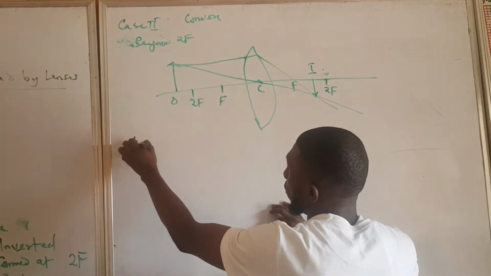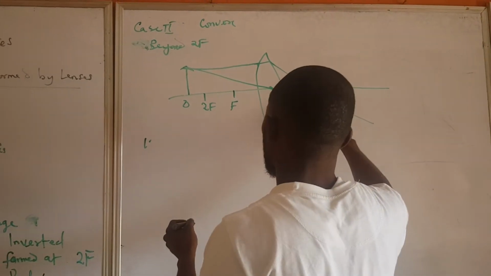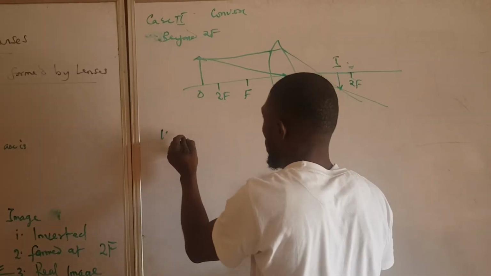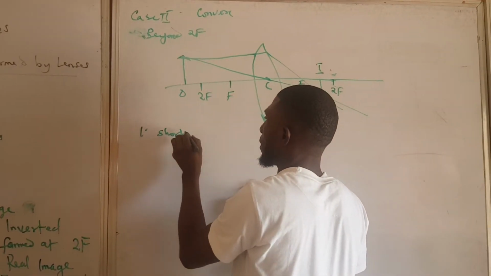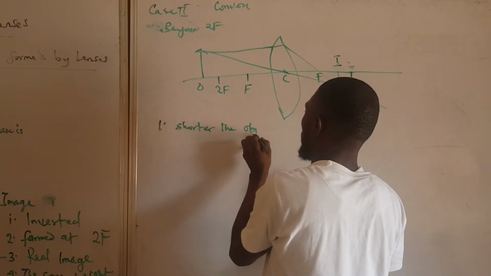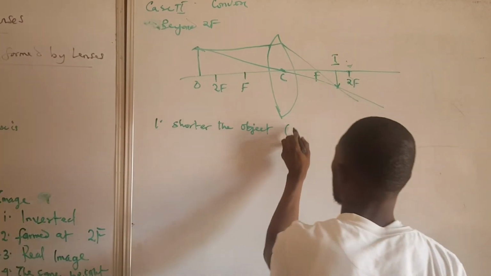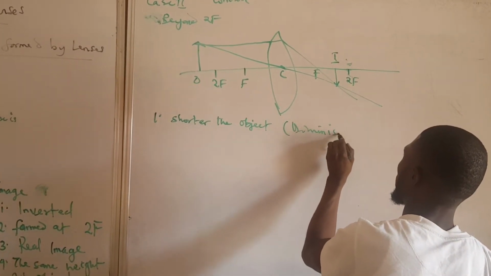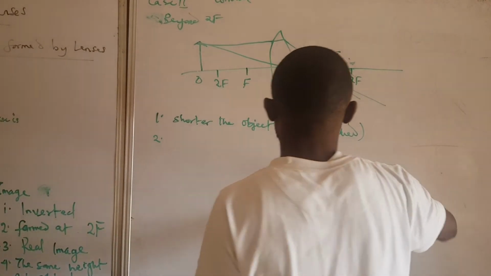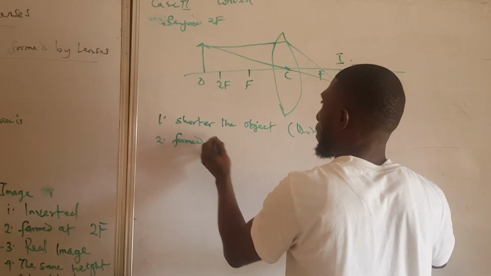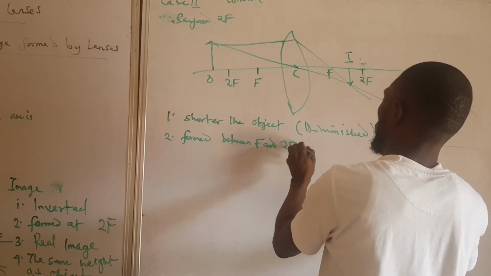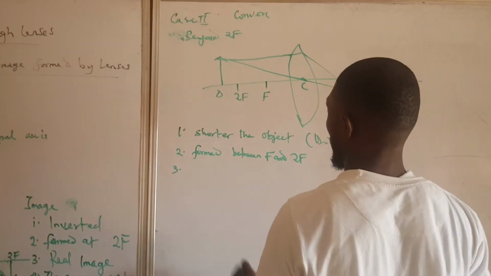Now, for the characteristics of this one, it is not the same size as the object, because this one is shorter than the object, or you call it diminished. That is, it is reduced in height. Two, formed between f and 2f. Three, inverted.